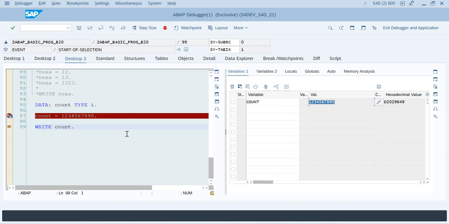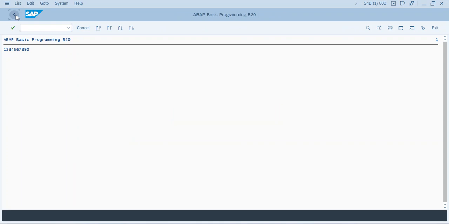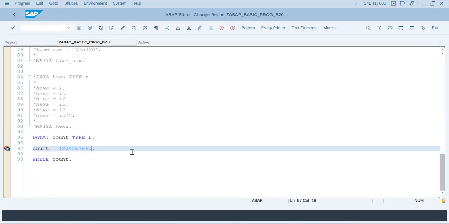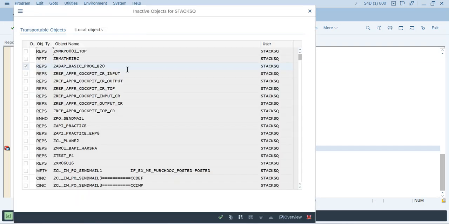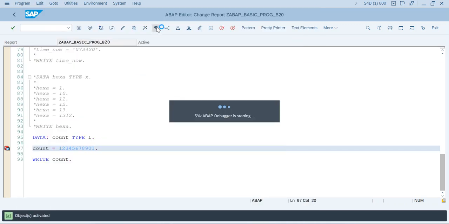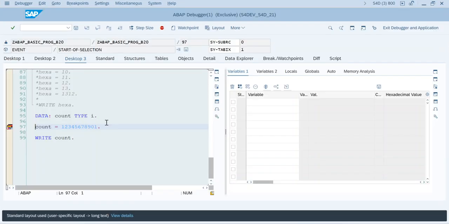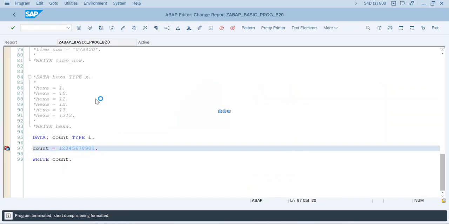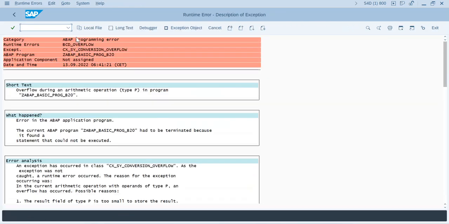Now I execute this line. See, it's storing 1 2 3 4 5 6 7 8 9 and 10 numbers. The moment you try to store one more number, if it were a character data type, it would have ignored the last character, but with numbers it doesn't happen like that. It will throw an error and dump, and the program will stop execution here itself. You see, I added an additional number.